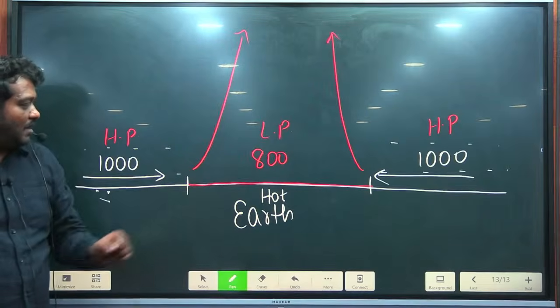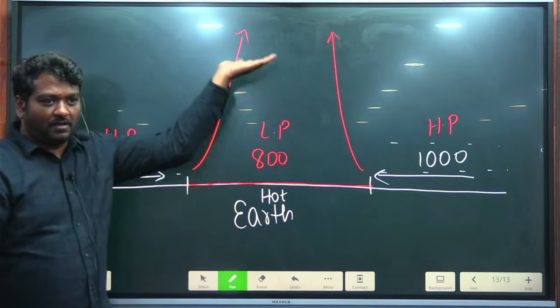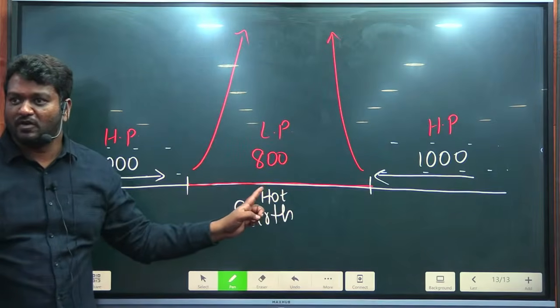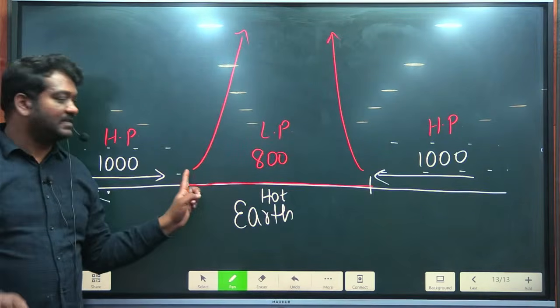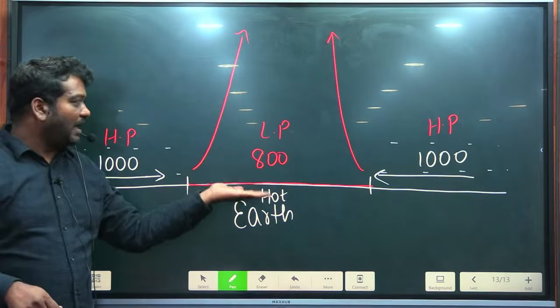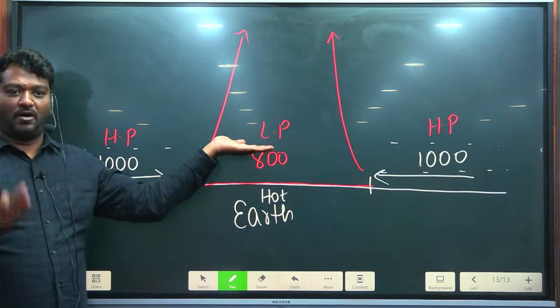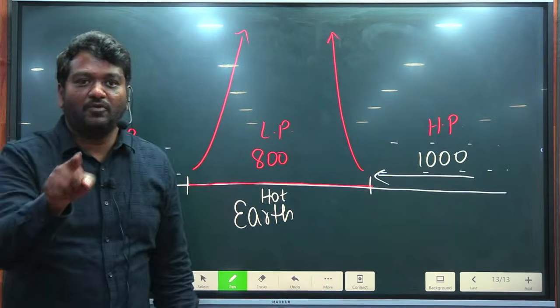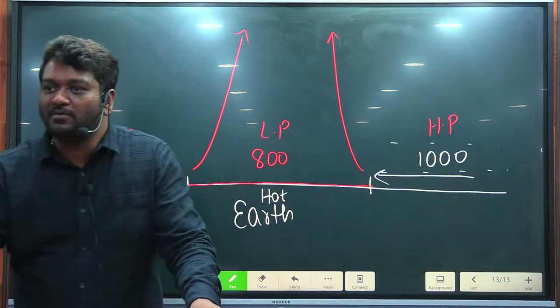Now you tell, is air rising because of Earth's surface temperature? Yes or no? Whenever Earth's surface temperature is hot, the air above will also become hot. Hot air rises. Please understand, I told you just now, PV is equal to RT.